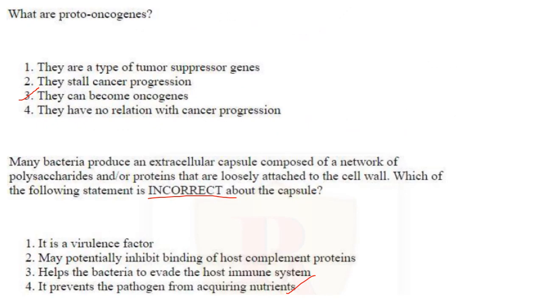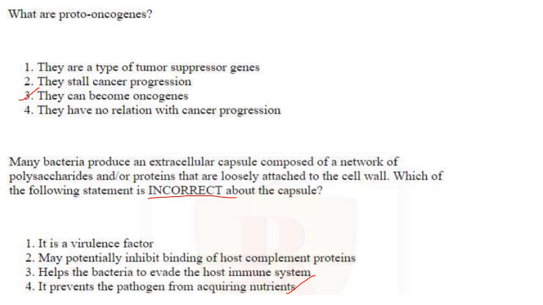Then what are proto-oncogenes? So proto-oncogenes are genes which can become cancerous, or they can become oncogenes. Answer is option 3. They can become oncogenes. So the answer is option 3.